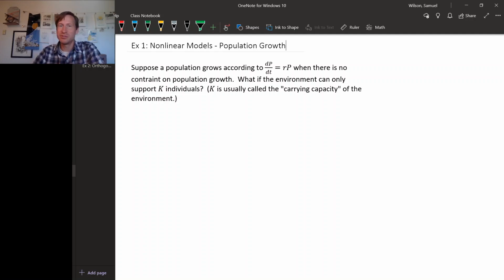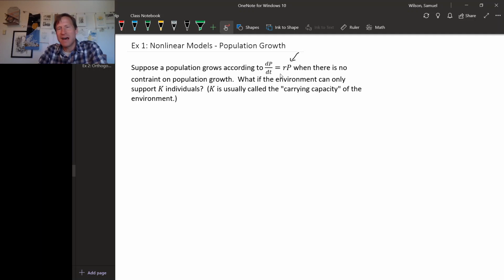Now that we've seen some situations we can model with first-order linear equations, let's look at some nonlinear situations. One that is sort of common is modeling population growth. Now we have seen a linear model of population growth right here, where the rate of population growth is just proportional to the size of the population.